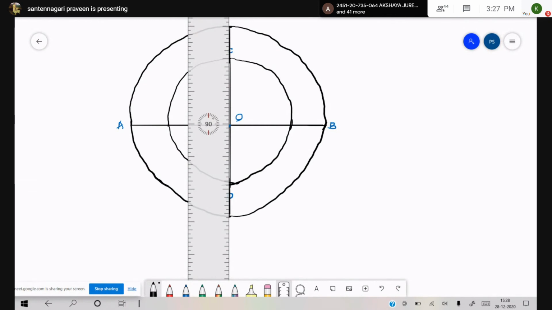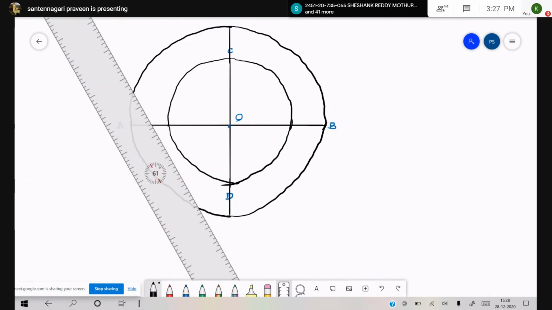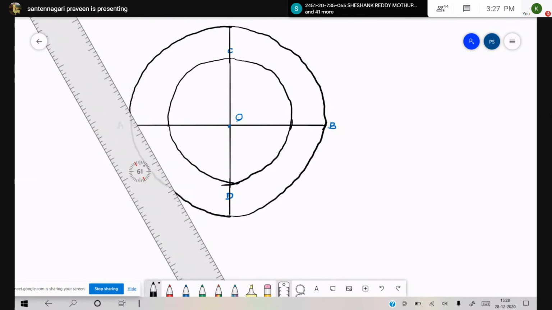Now what next is you just divide this circle into equal parts. Now how to divide a circle into equal parts?